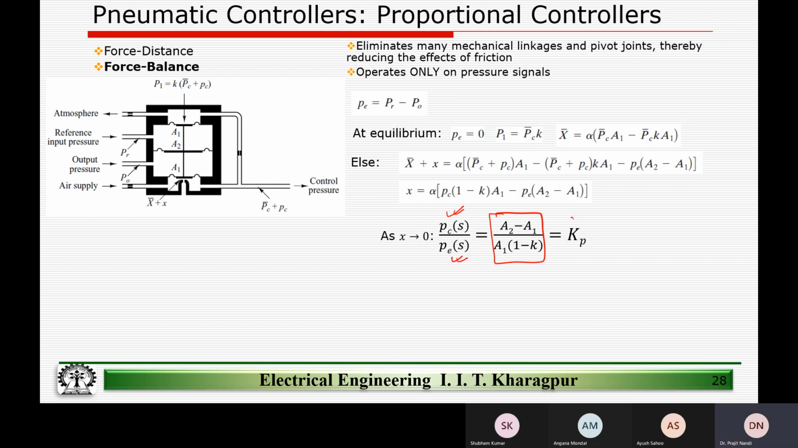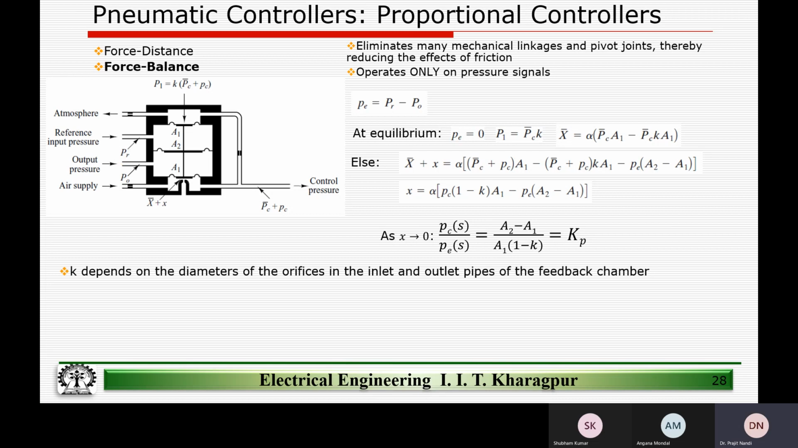So this is the proportional controller of force balance type. Here the input signal, please note, unlike in the force distance type, wherein it was easy to just give the input signal by moving the flapper, here the input signal is given by creating a pressure difference between the reference pressure and the output pressure. Okay. So K depends on the diameters of the, so this is understandable, right?